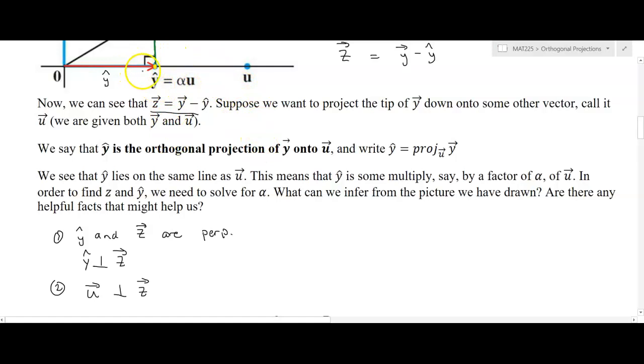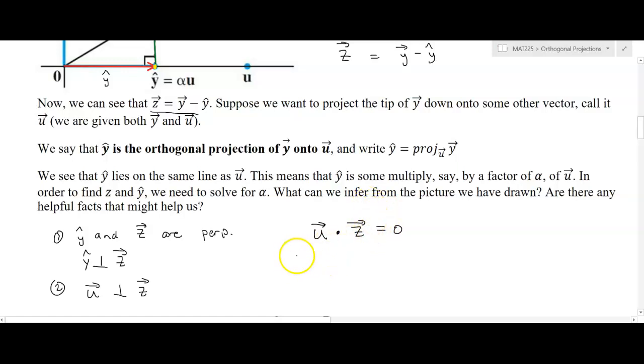So I'm going to need to come up with an equation of some sort to solve for alpha. Well, I'm going to go ahead and use the fact that u and z are perpendicular here. What that means is that if I take the dot product of u dotted with z, I will get 0. I'm going to get 0 because they're orthogonal, so they'll have a 0 dot product.